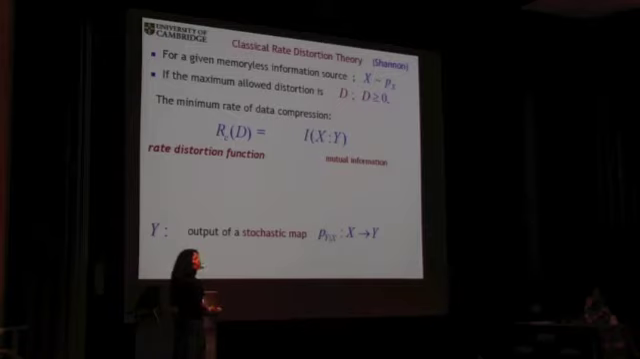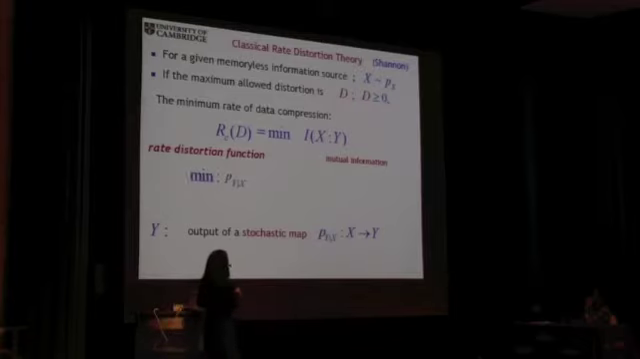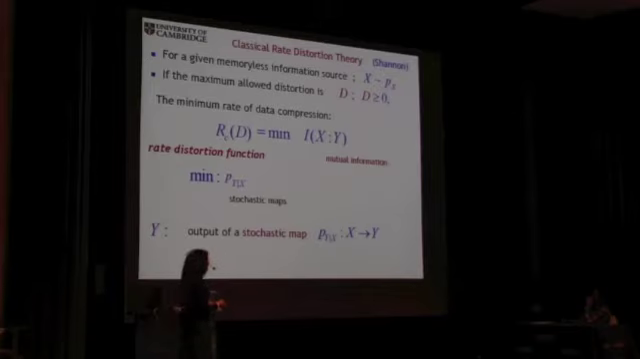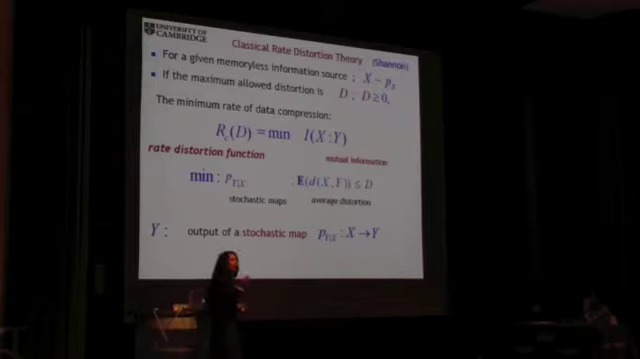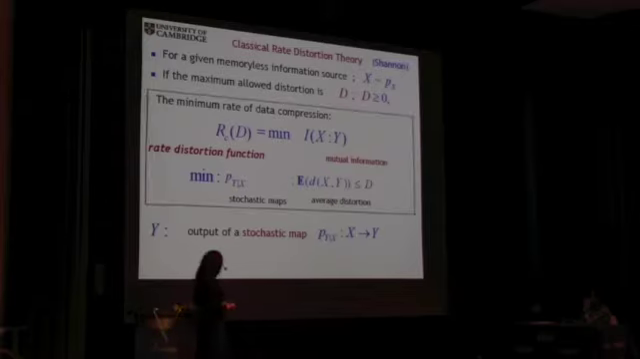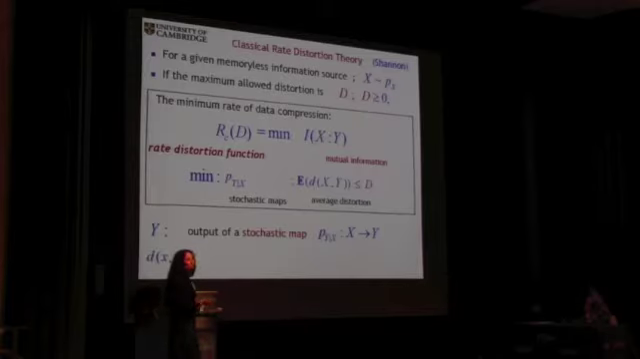So this rate distortion function is given by a minimum of all such mutual informations, where the minimum is being taken over all such stochastic maps, such that the average distortion is less than or equal to that value d that I mentioned. Here d(x,y) is a distortion measure. This is an example of one. So it's a suitably chosen distortion measure.